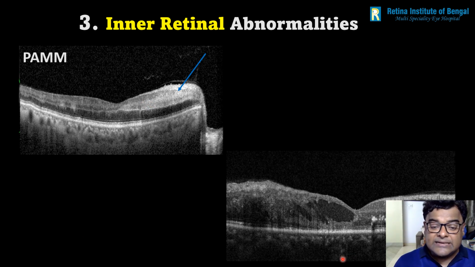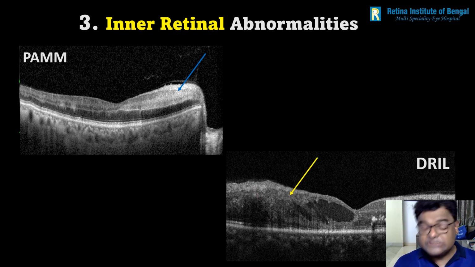Or you may find something like this, where you can see clearly that the retinal layers are intact on this side, but you cannot see the retinal layers at all here. You see this very beautiful comparison. So this is what we call disorganized retinal inner layers or DRIL, which is an important biomarker in medical retina.